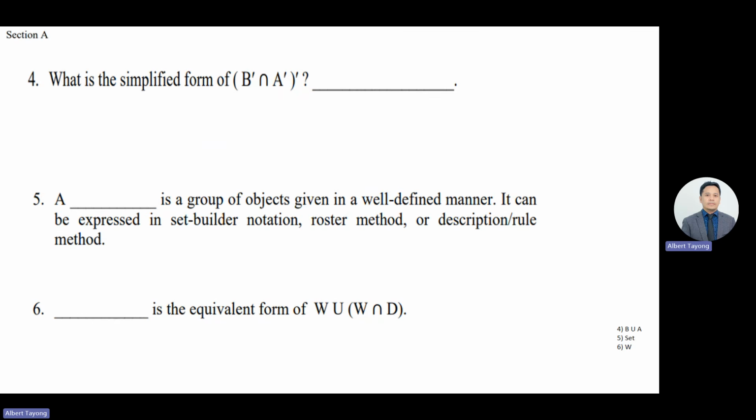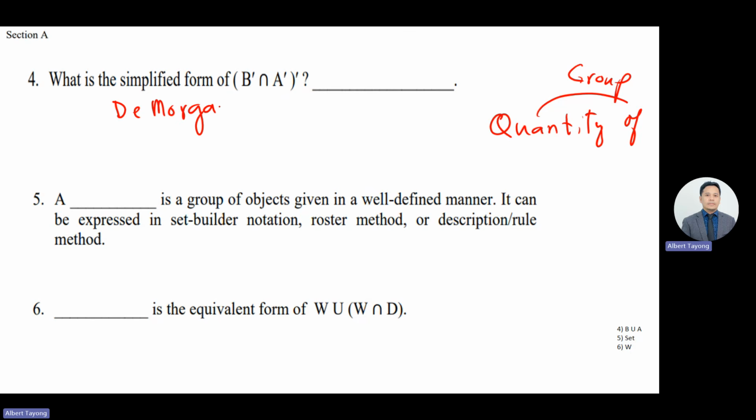Okay, let's go to number 4. What is the simplified form of the quantity of B complement intersection A complement? When I say quantity of, I'm talking about a whole group. So the quantity of B complement intersection A complement raised to the power complement, we're going to use De Morgan's law and laws of complements, complement properties or complement laws.